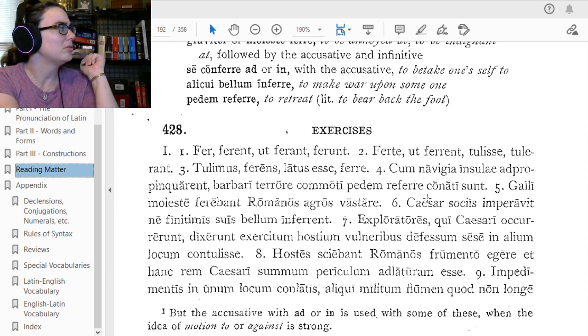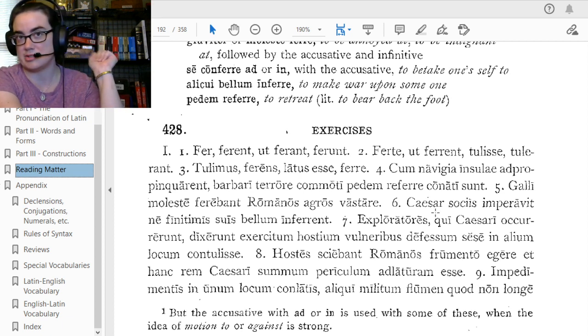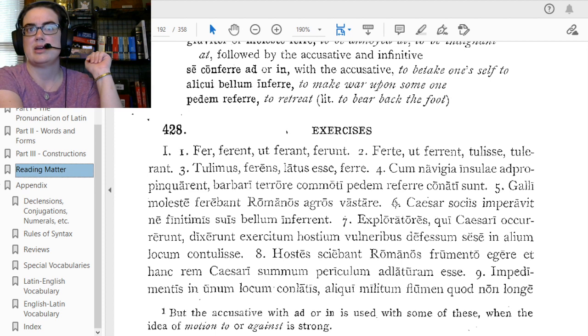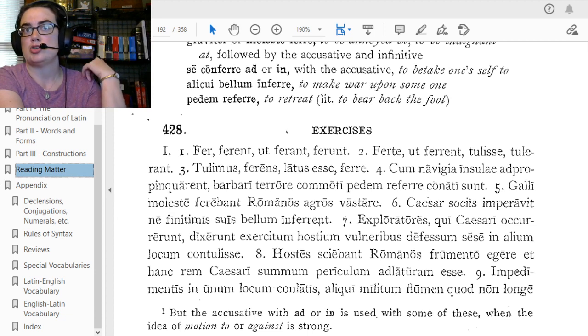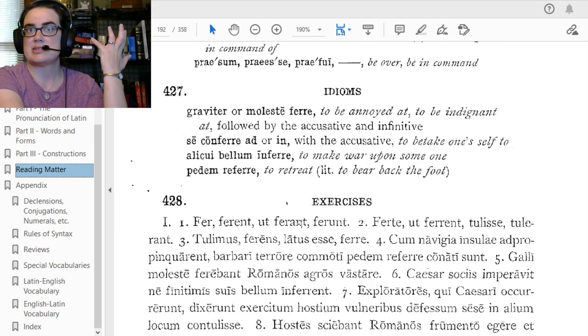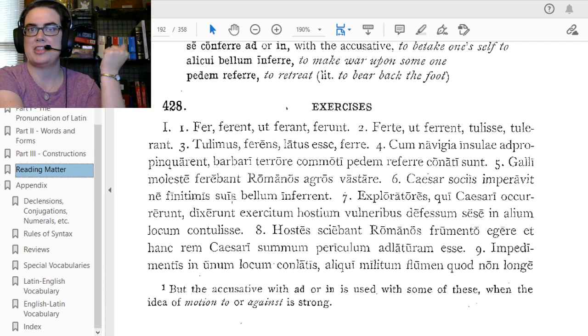Let's look at number 6. Caesar sociis imperavit ne finitimis, sorry, we're using the dative, suis bellum inferrent. So, Caesar ordered his allies. All right, so impero is taking the jussive noun clause, an indirect command. So he ordered them not to bring war on their own neighbors. Finitimis suis. So infero is a compound verb, transitive, which is also taking an accusative direct object with that dative object. So Caesar ordered his allies not to bring war on their neighbors.